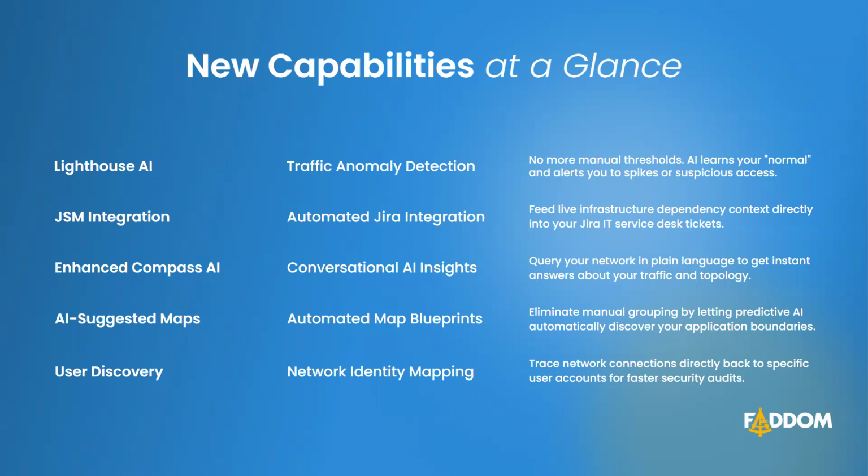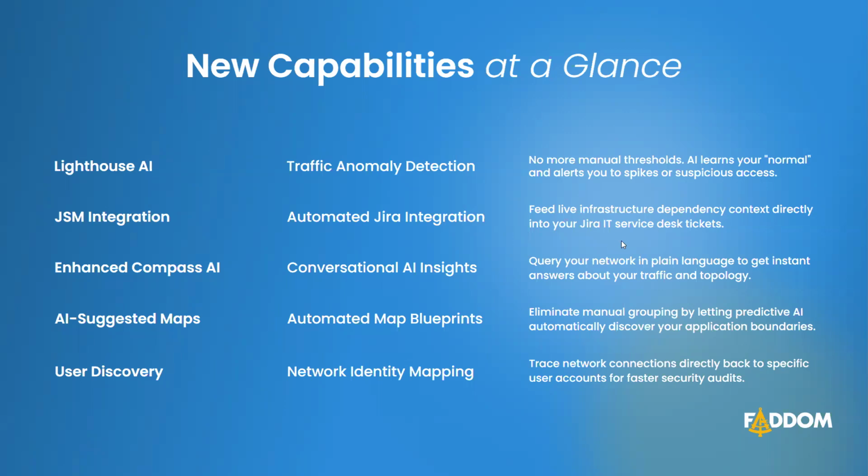Lighthouse AI: we're constantly making improvements, and we've made some really great improvements to our Lighthouse AI model and how that's working. So we'll dive into that. As I mentioned, the JSM integration: we're now feeding live infrastructure data into your CMDB, not just having to manually update it. Faddom actually turns it into a live, living tool. Enhanced Compass AI features: we're going to talk about that.